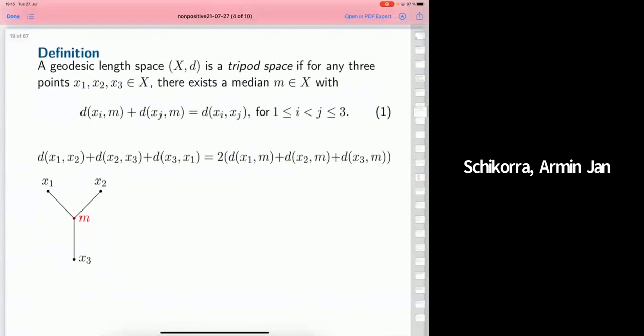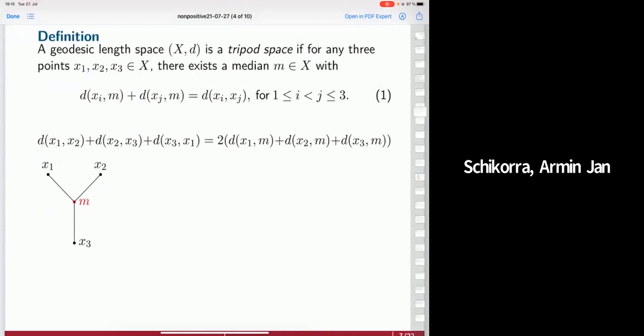So the condition can also be rewritten in the form below equation 1, namely that the sum of the three distances is twice the sum of the distances of each of them from that midpoint or median m. And here you also see a picture which shows the easy geometric conditions that we are talking about.